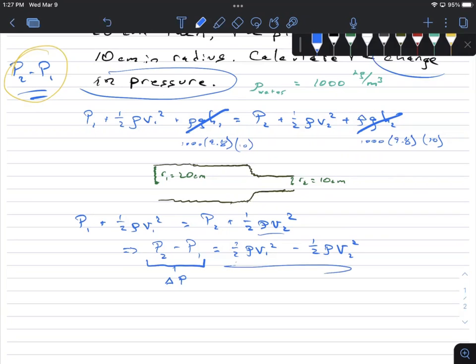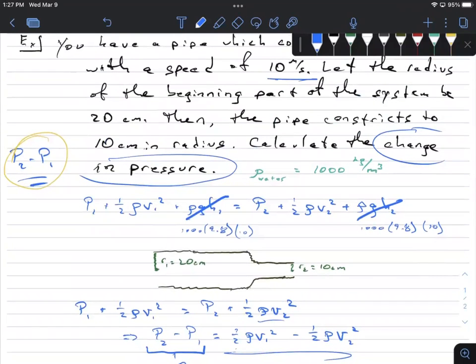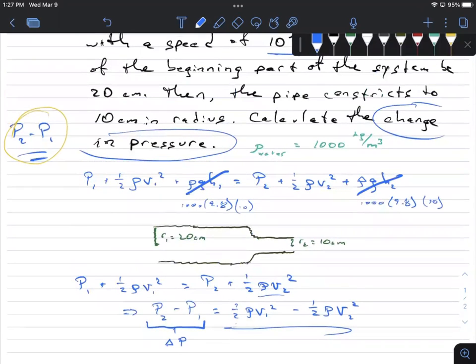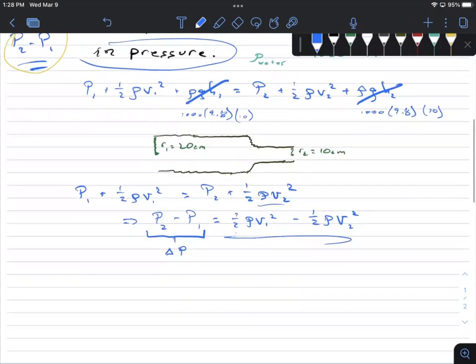What do I need to do that? Well, 1/2 is a number, that's good. Rho, I know rho, it's 1,000. I need V1. Well, V1's given in the problem, 10 meters per second. Perfect. And V2. Well, V2 is not given in the problem. So I need to calculate it. If I could get this number, V2, then I just plug it into this equation and I'll have my answer. So now my job is to calculate V2.